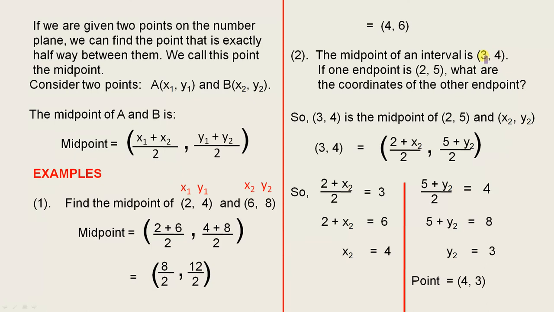So the midpoint of (2, 5) and (4, 3) is (3, 4). So this video has introduced us to the idea of the midpoint, and we've seen how to find the midpoint by using the very, very simple formula, which is this one here. It's quite straightforward if you just use that formula gently.